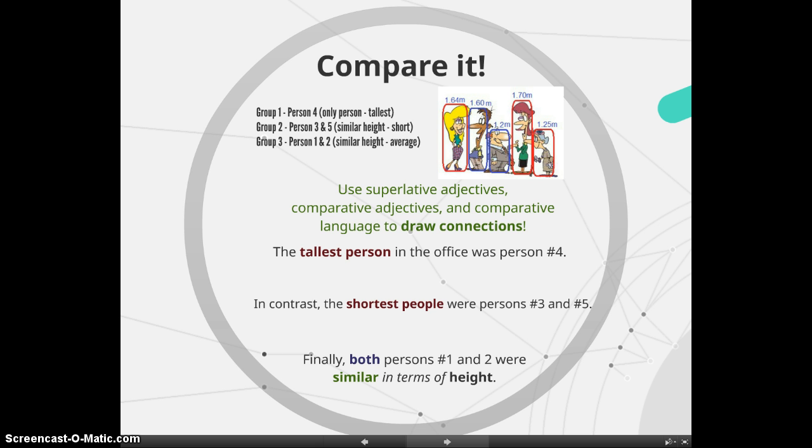Finally, I see 2 other people who are also similar in height, so I'll group them together. In the next presentation, you're going to learn how to describe these people using specific details. For now, these are 3 general trends.